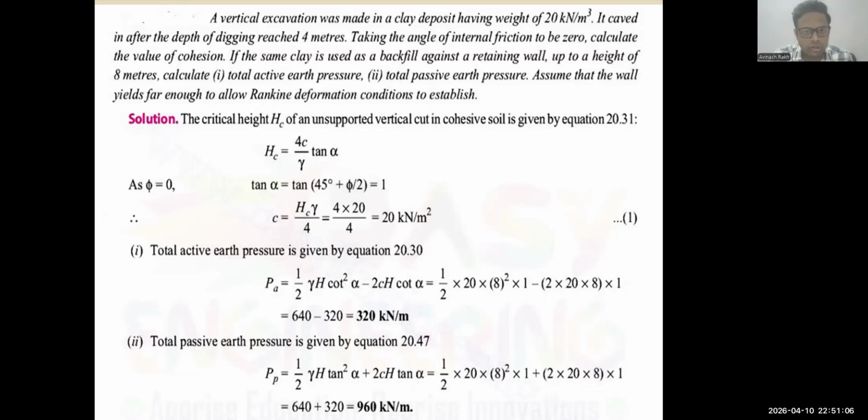So this is the numerical where we solved the active pressure condition and the total passive earth pressure condition for a different submerged backfill condition. So this is all about this calculation part.